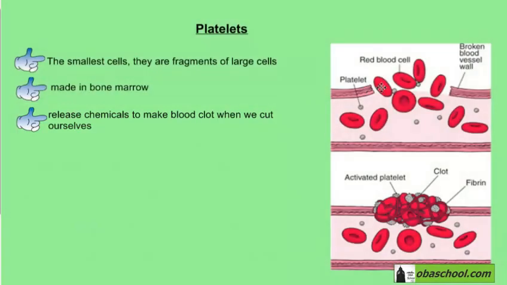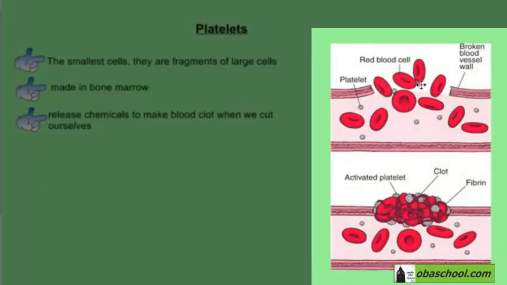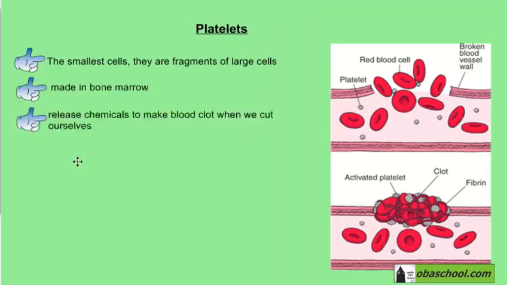So let's look at this cut. This is a cut in a blood vessel. Here we have the red blood cells, and the small white circles are the platelets. Once we have a cut, the blood will start leaking out, we will start bleeding. So the platelets are going to release chemicals, and these chemicals are going to be responsible for the formation of the clot, which is the solid mass of blood.